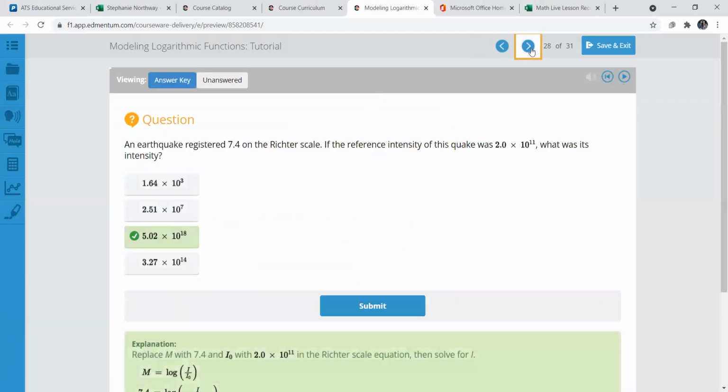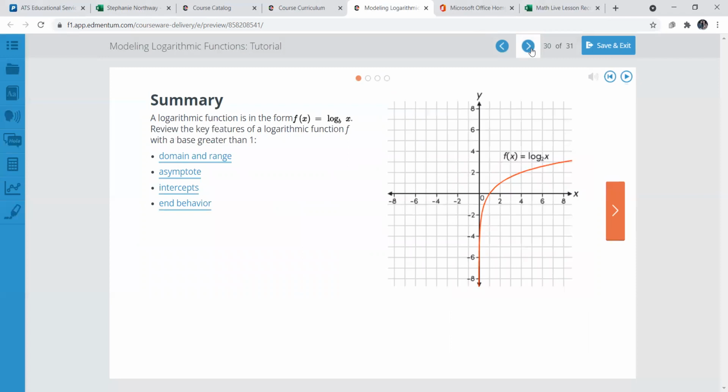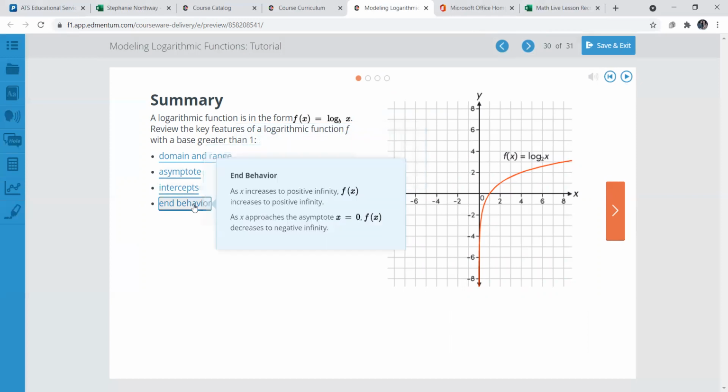So let's skip this question. The Richter scale to measure earthquakes is a good example of logarithmic functions and models. I'll show the definitions once more, and hopefully this clears up modeling logarithmic functions a little bit better and gives you a better understanding of exactly what is going on during a logarithmic function or model.